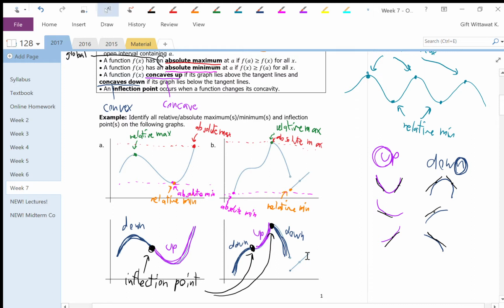Now, what about the last piece of the graph? This one is a straight line. A straight line looks neither like a U graph nor like an N graph. If you draw the tangent line here, the tangent line actually coincides with the graph. So it's neither above nor below the graph. In this case, we say that it is neither, so it has no concavity.